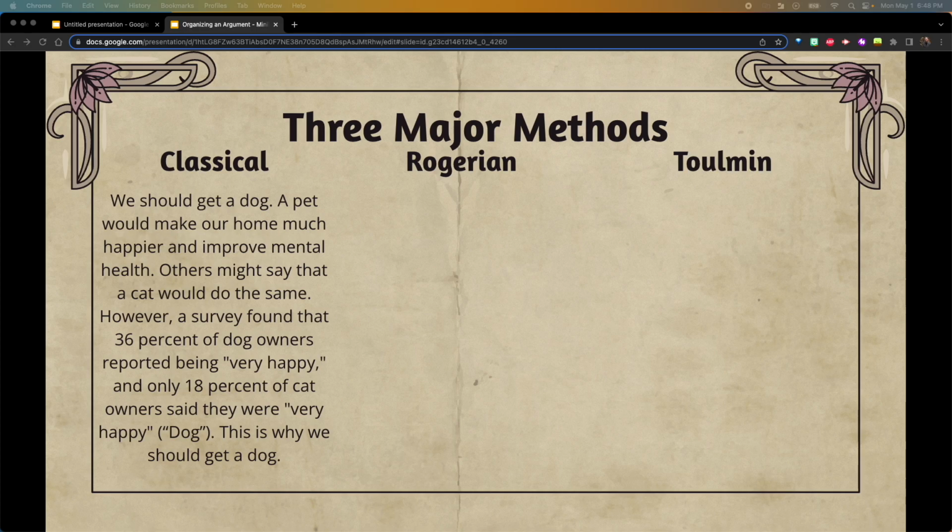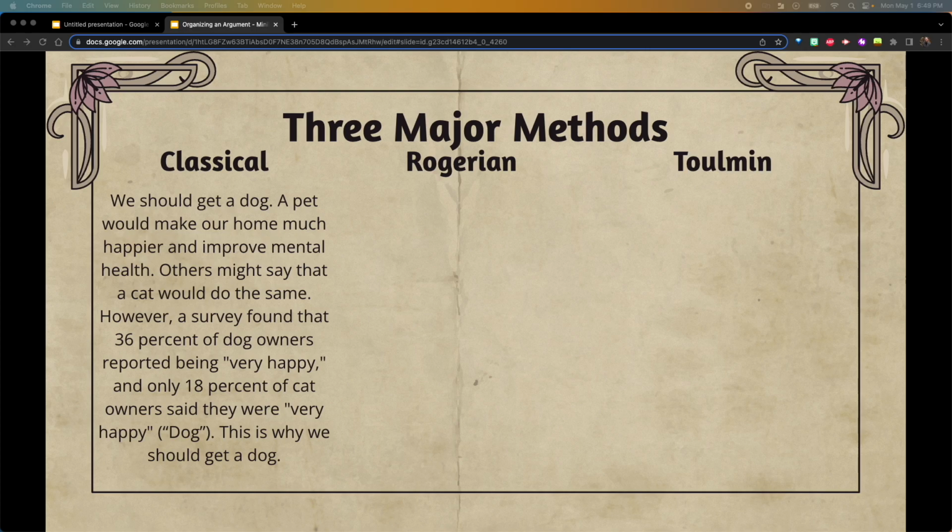Others might say that a cat would do the same. Then you provide proof for your side. However, a survey found that 36% of dog owners reported being, quote, very happy, and only 18% of cat owners said they were, quote, very happy. And then end with a conclusion. This is why we should get a dog.